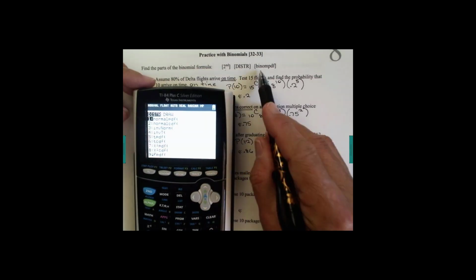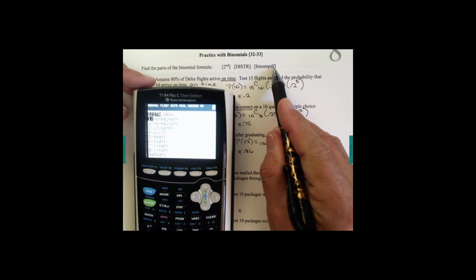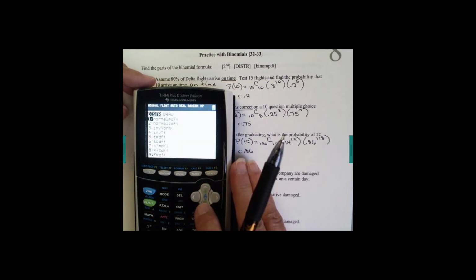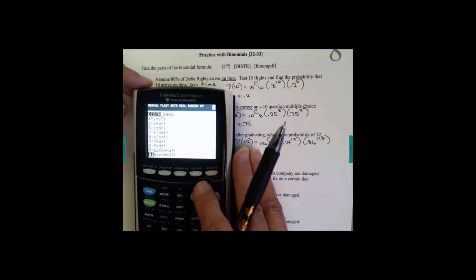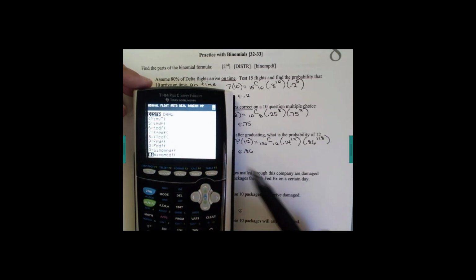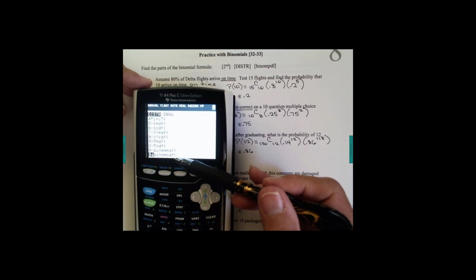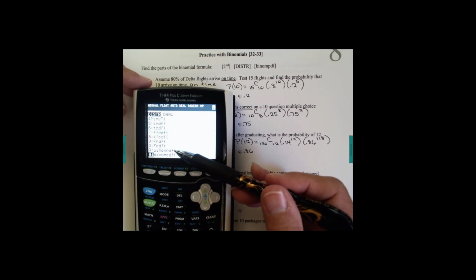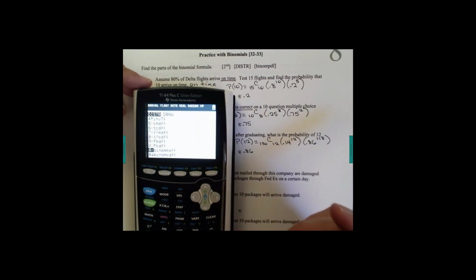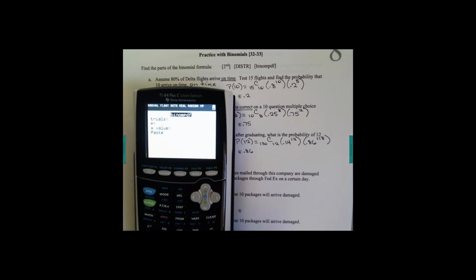And then I'm going to look down for binomial probability distribution function. It's not on the first screen, so I've got to go down until I find it. Now, notice there's a binomial cumulative distribution function. That's not it. You want the binomial probability distribution function, PDF. Here it is. And I'm going to press enter there.